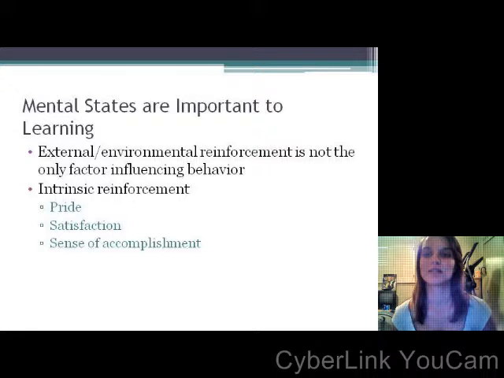Next, mental states are important to learning. Now, external reinforcement is not the only factor influencing behavior. There are certain intrinsic reinforcements such as pride, satisfaction, and a sense of accomplishment. If you're proud of something you've done, you're much more likely to repeat that behavior.